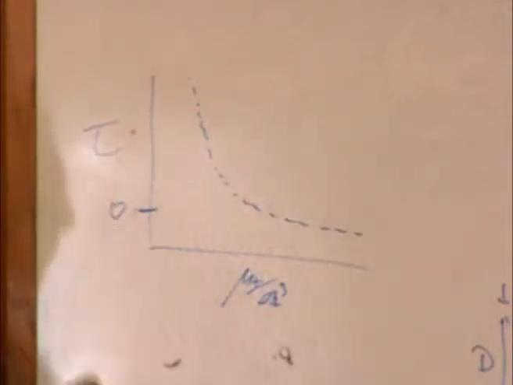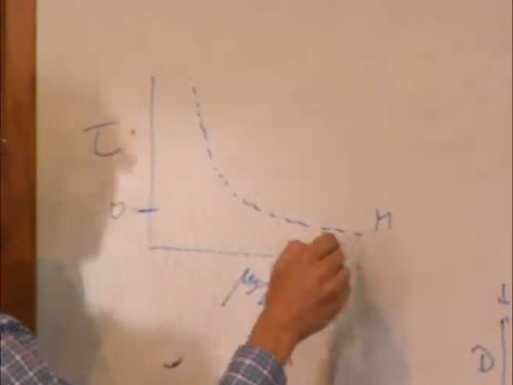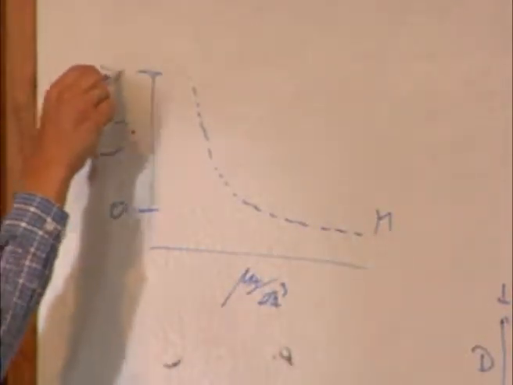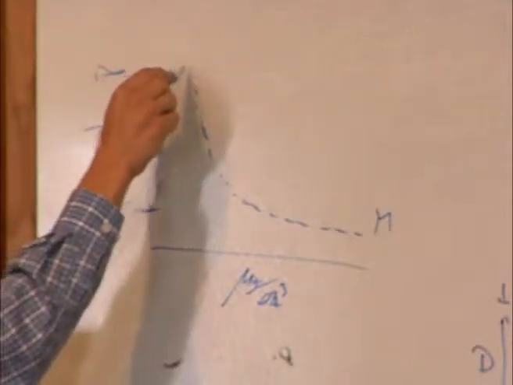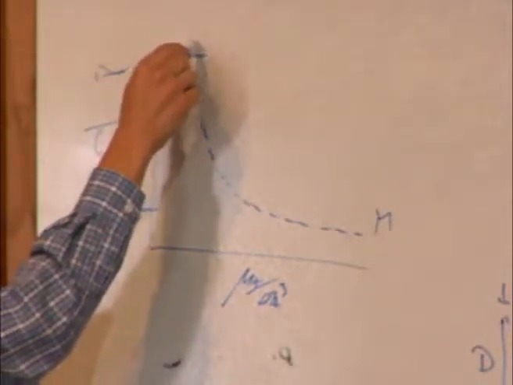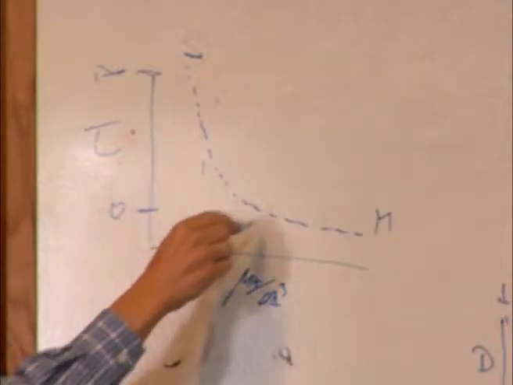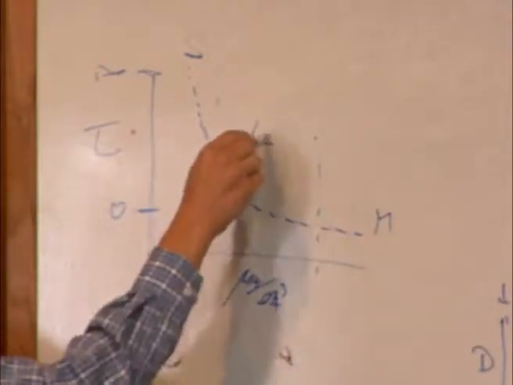A low period, say a period of zero, would be constant overturning, and that would be mobile lid convection. And this would be about infinity. That means there's no overturning, so that would be this stagnant end member. And so then you can argue where you want to define your episodic region.